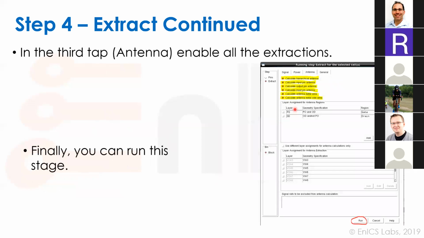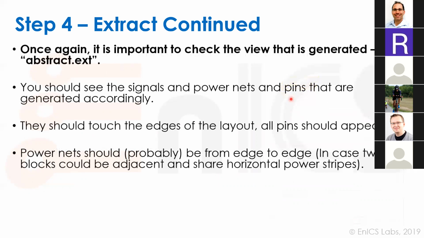And the third tab, which is very important, is the antenna. There's not much to do, but just selecting all the calculations of the antennas, which is important details that they need when integrating the block. And that's it. We can just run this stage. And again, it's very important to see the view that is generated. It's called the abstract.ext. There we can see all the signals and power nets. We have to make sure that they look good, that they're in the correct layer, that they're exactly on the boundary, and that everything is correct before moving on to the next stage.